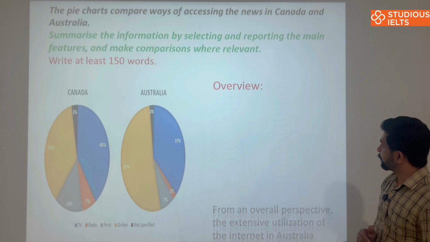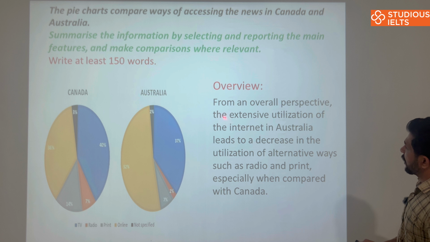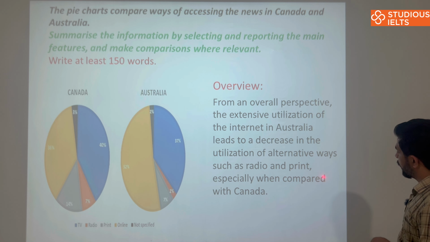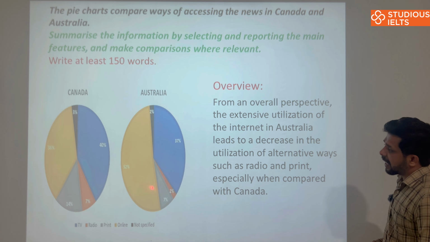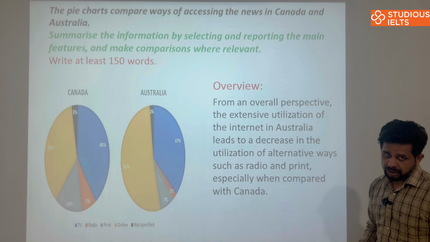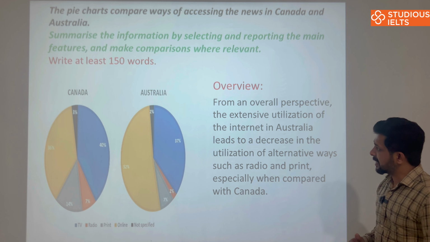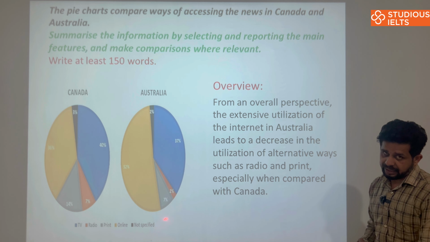What overview should be there? In the overview section, it says, from an overall perspective, the extensive utilization of the internet in Australia leads to a decrease in the utilization of alternative ways such as radio and print, especially when compared with Canada. We can see that an entire chunk, more than 50%, has been covered by online sources. So what does it result in? It results in less utilization of other sources in Australia.